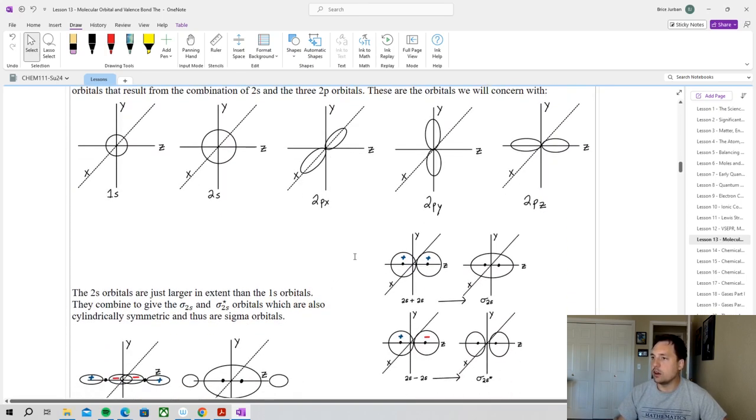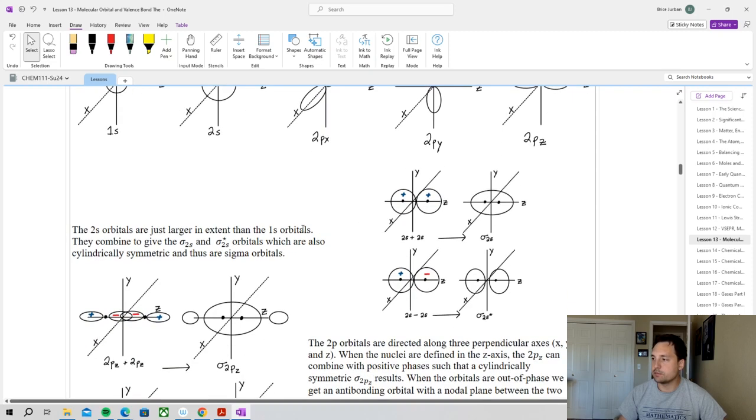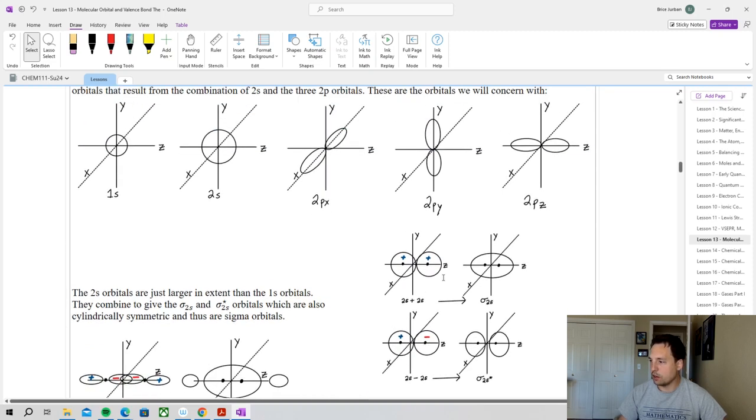And if we go to define the nuclei in the region along the z-axis, we can see, well, first off, let's look at the 2s orbitals. So the 2s orbitals will combine the same way that the 1s orbitals do. They'll just be larger in extent, and they combine to give us sigma 2s and sigma star 2s.